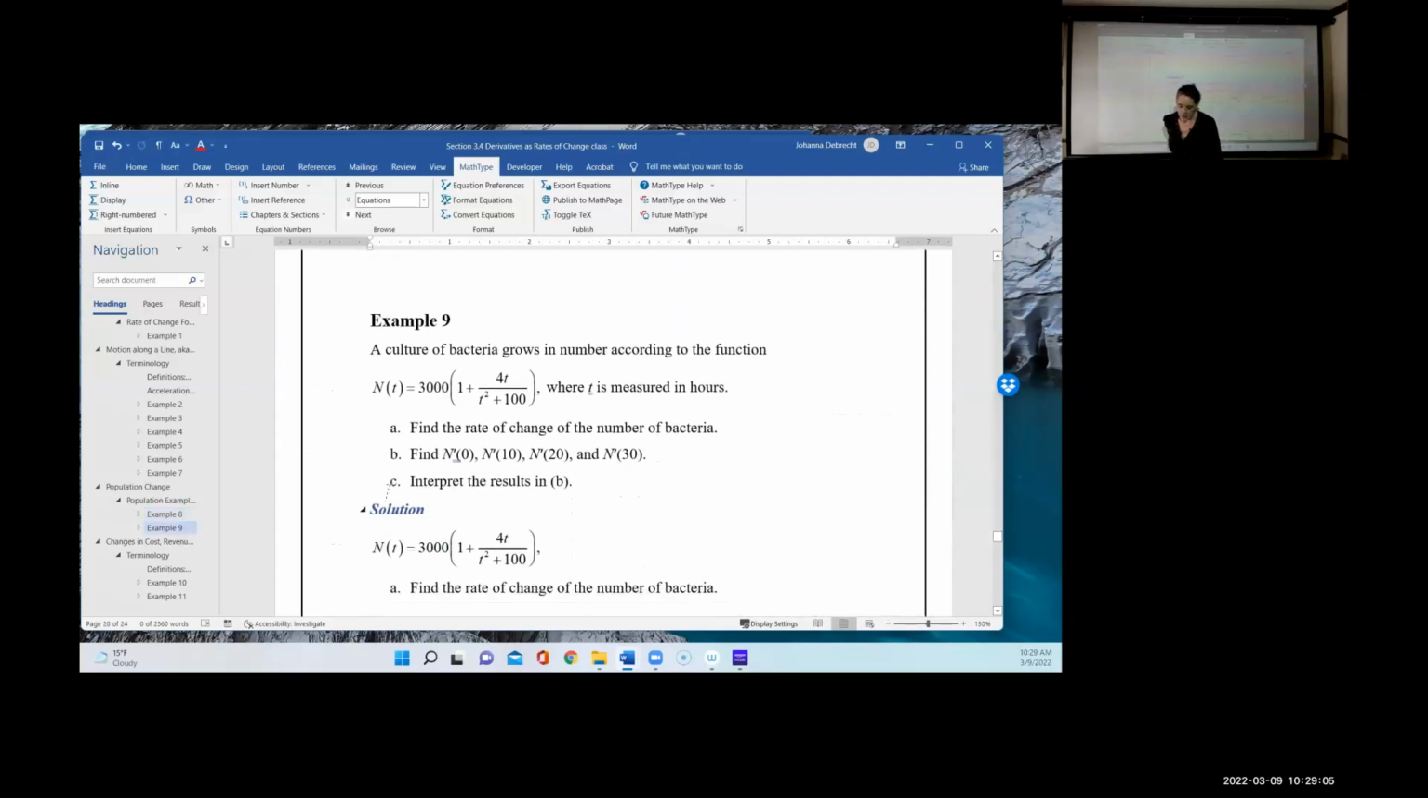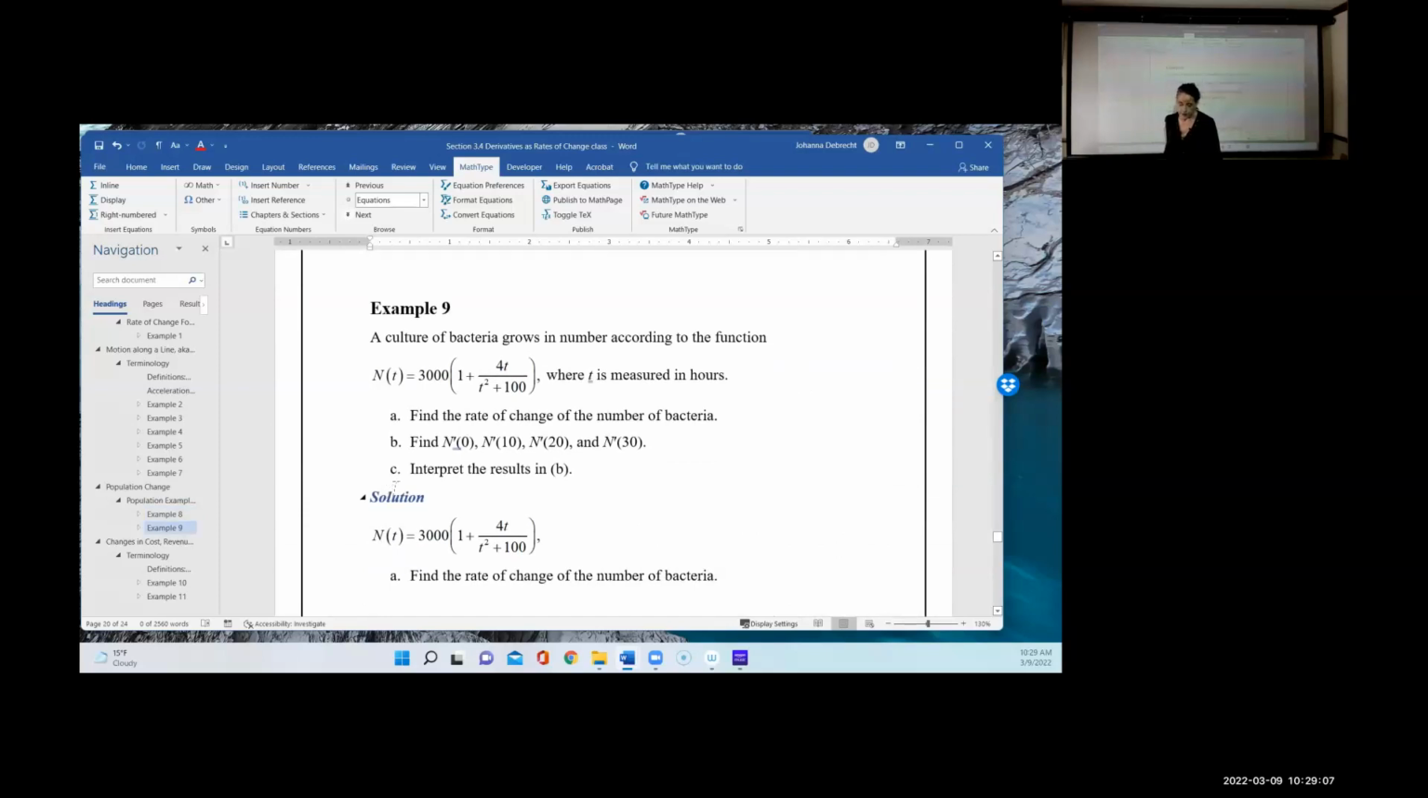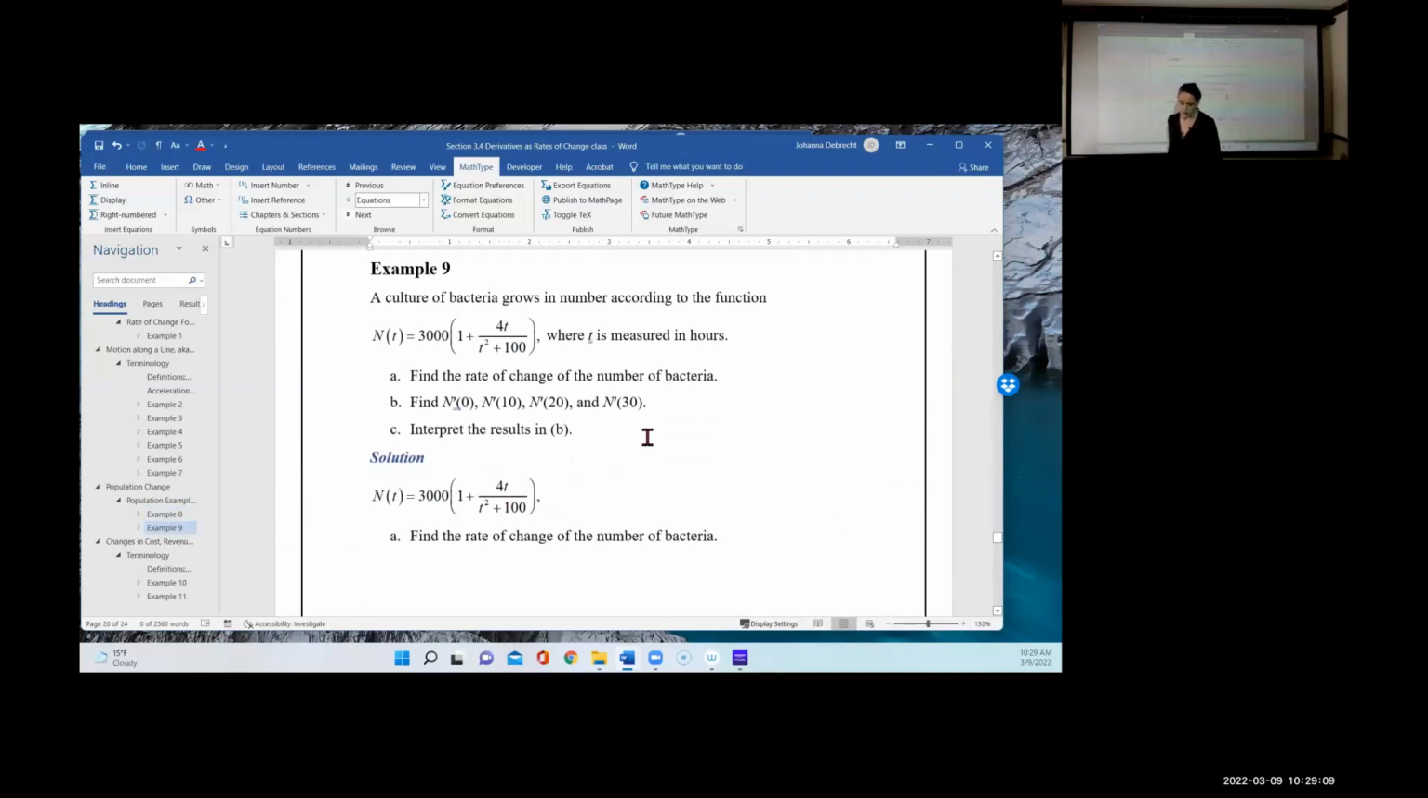Now, the next one is a more realistic formula for the culture of bacteria growing in a laboratory. So we've got this equation right here, which represents the number of bacteria at any point in time, where T is measured in hours. So we want to find the rate of change of the number of bacteria. Rate of change is just another way of saying find the derivative. Rate of change really, in essence, is the derivative. So we're looking for the derivative at that point.